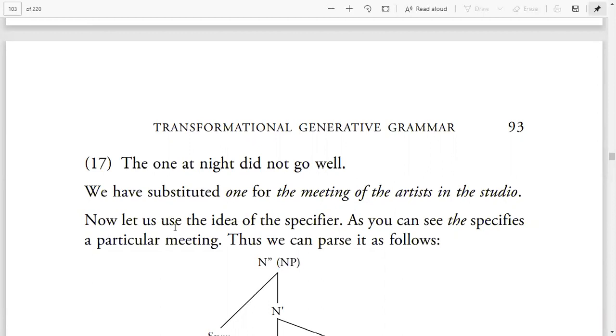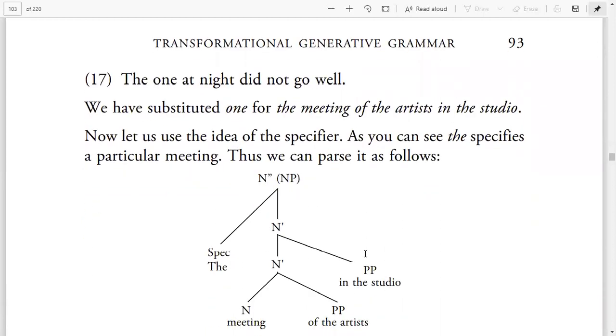Now let us use the idea of the specifier here in the noun phrase as well. As you can see, the specifies the particular meeting. Thus we can parse it as follows. We know that the specifies a thing, already a particular meeting, like all that we used above. N double apostrophe is noun phrase, just as with verb we said verb phrase.